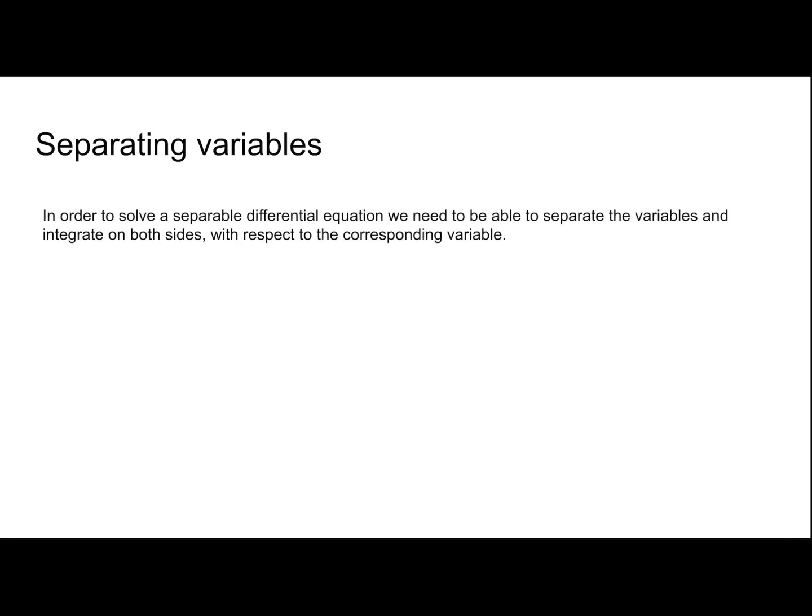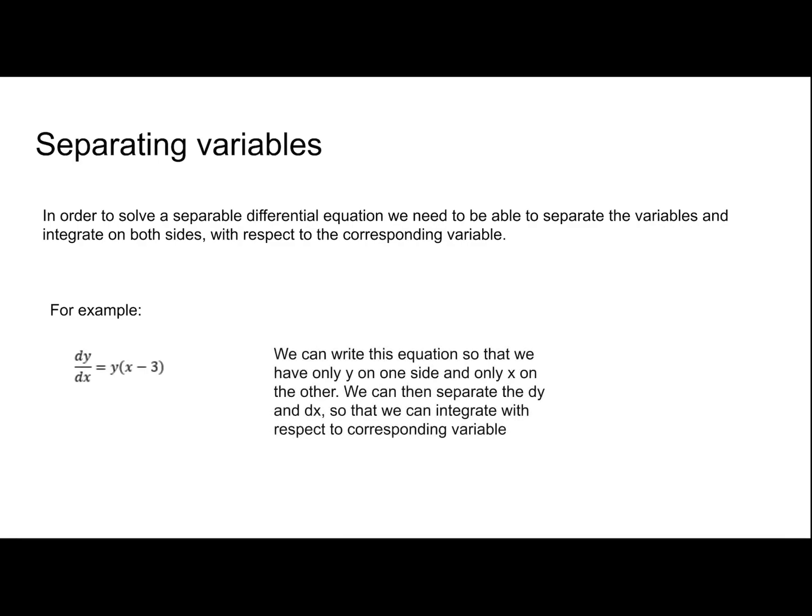Alright, so the second thing is separating variables. In order to solve a separable differential equation, we need to be able to separate the variables and integrate on both sides with respect to their corresponding variable. For example, if we have dy over dx equals y times (x minus 3), we can look at y as a function of y and we can look at x minus 3 as a function of x. Because they're both products of each other, it's a separable differential equation because they can be split up into its products. So in this case, we can rewrite this equation so we have only y on one side and only x on the other side.